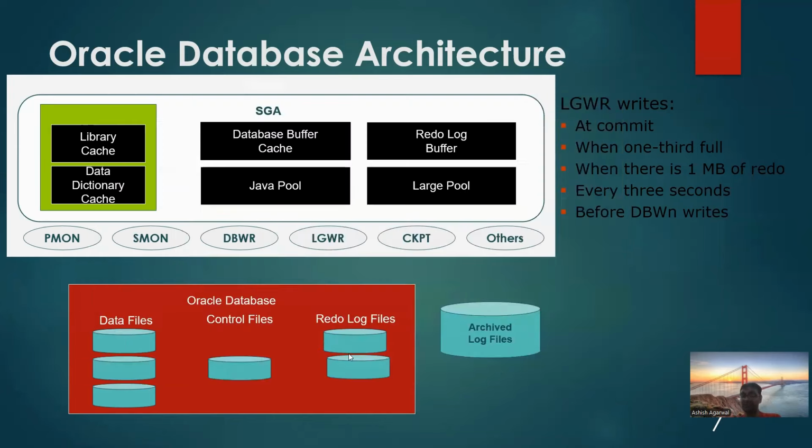So you see here, log writer process writes the data from redo log buffer to redo log files. Okay. Now, under what condition does it write? Whenever there is a commit, or when redo log buffer is one-third full, or when there is 1 MB of redo. Okay. Or every 3 seconds it will write. Or before database writer process can write the data from database buffer cache to data files, log writer writes the data from redo log buffer to redo log files. Okay. So for GoldenGate to read the data, these transaction logs, which are called redo logs or archive logs, are very important.